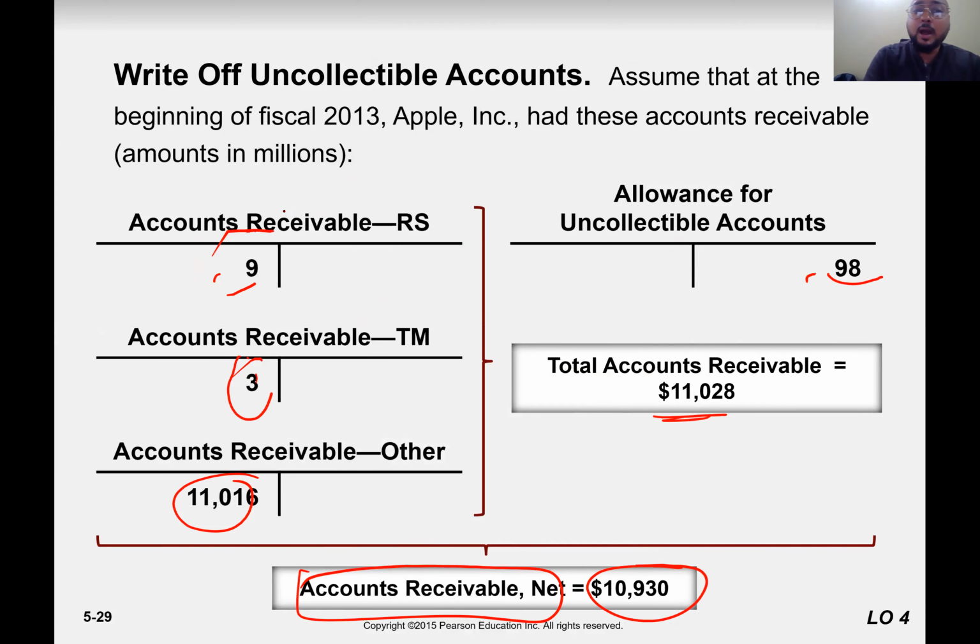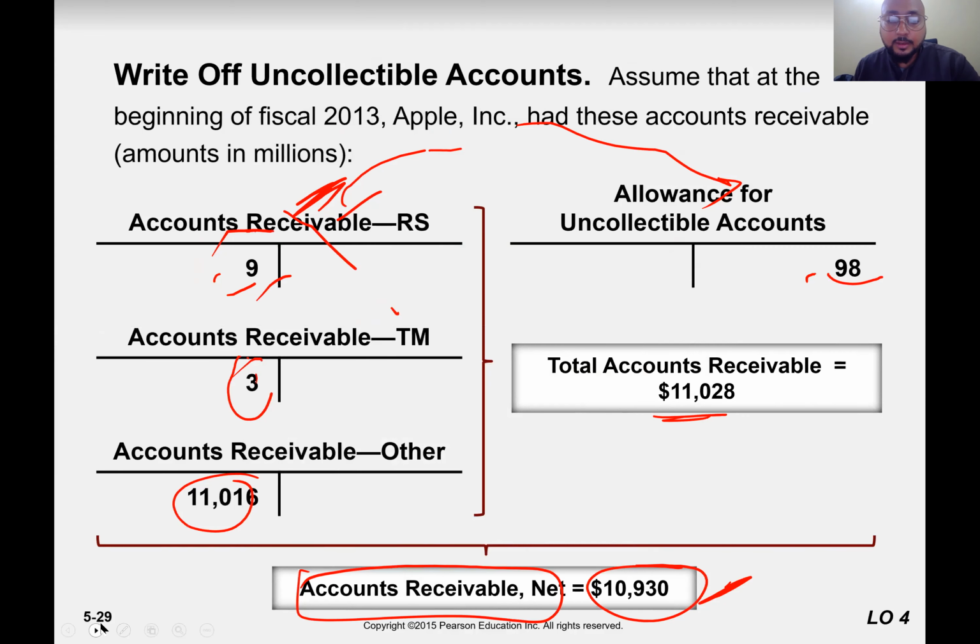Now what happened? RS says, I'm not going to pay you due to some reason or whatsoever. He's insolvent or whatsoever, right? He's not going to pay us. So now this is the beauty of allowance, smart management. So we will adjust this against the account receivable so that our net receivable is not disturbed.